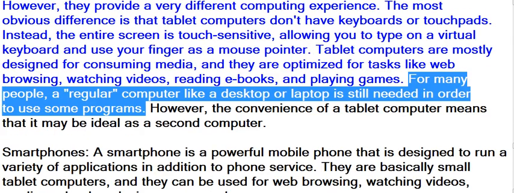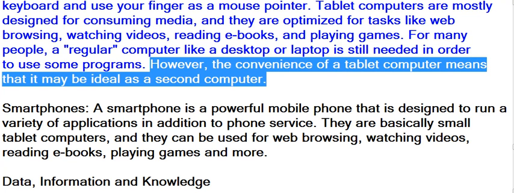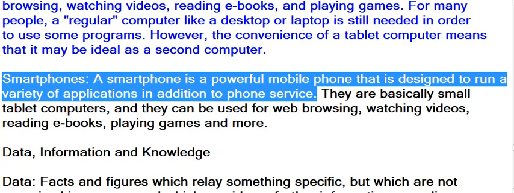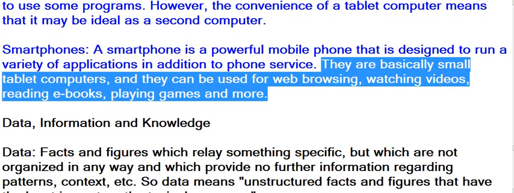For many people, a regular computer like a desktop or laptop is still needed in order to use some programs. However, the convenience of a tablet computer means that it may be ideal as a second computer. Smartphones. A smartphone is a powerful mobile phone that is designed to run a variety of applications in addition to phone service. They are basically small tablet computers, and they can be used for web browsing, watching videos, reading ebooks, playing games, and more.